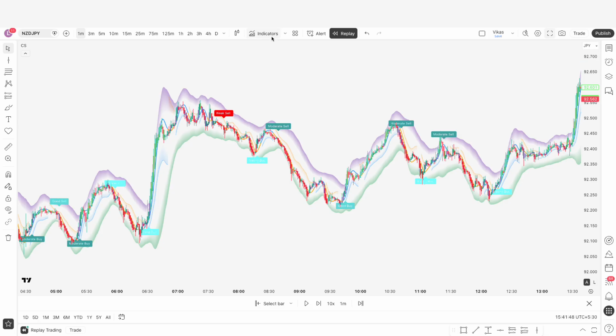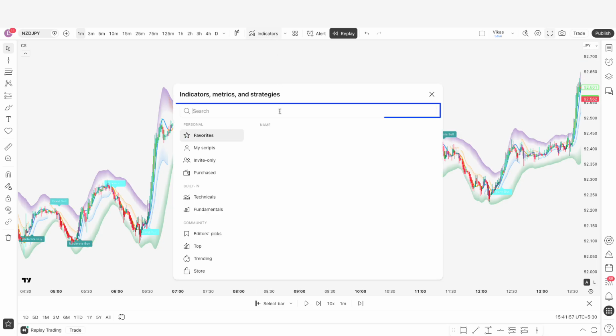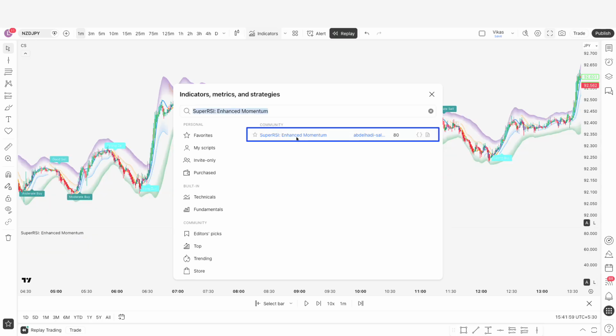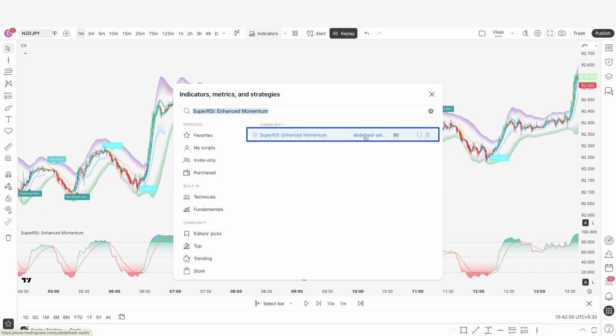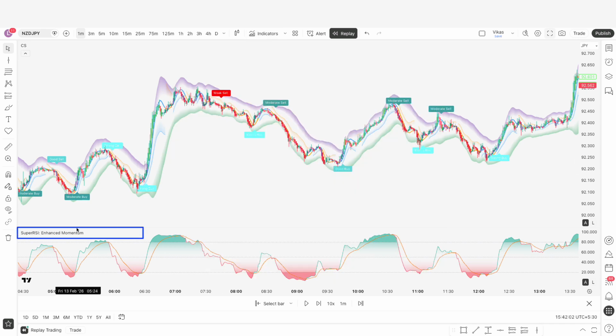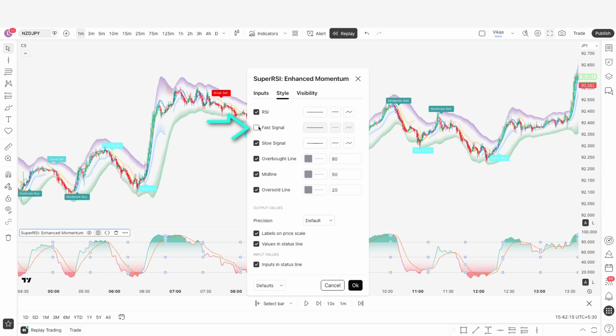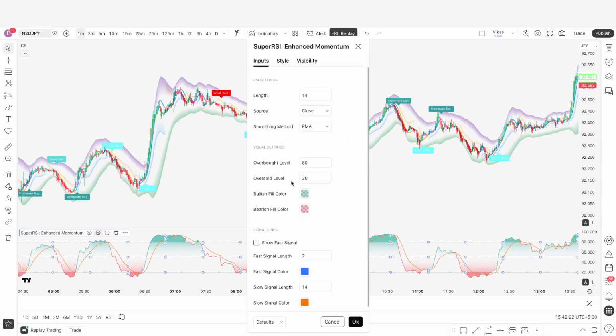Now we'll add one more indicator to make this strategy more powerful. Let's go to the Indicator Search tab, type Super RSI Enhanced Momentum, and select this one called Super RSI Enhanced Momentum, created by Abdul Hadi Sal. Now let's access the settings of this indicator so we can modify it to suit our strategy. We have to keep these options hidden. We have changed length 14 to 12, and here everything is fine after that.